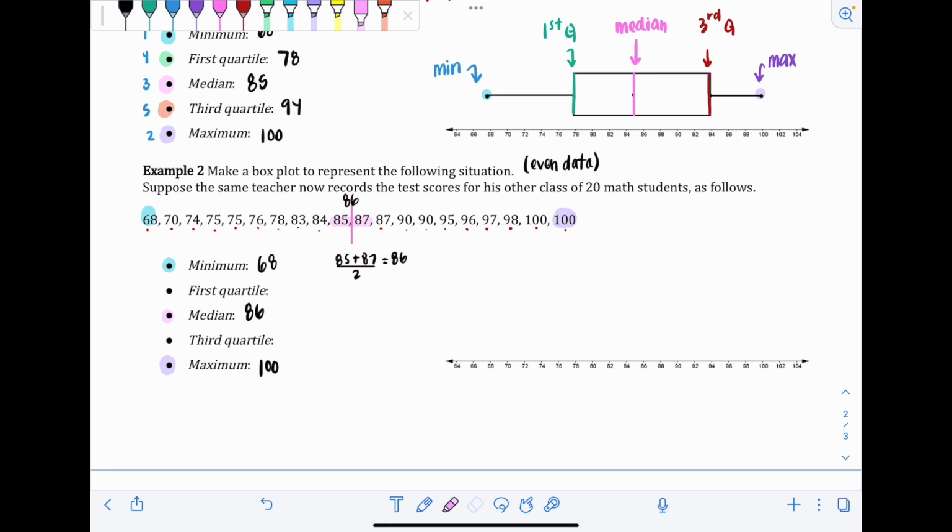And then if I want to find the first quartile, that's going to be the median, or middle, of the first half of numbers, the lower half. In this case, since there are two numbers in the middle, that number does get included with the lower half. So that 85 would get included with the lower half, and then the 87 would get included with the upper half when you're finding the quartiles. So we'll mark off one on each side.